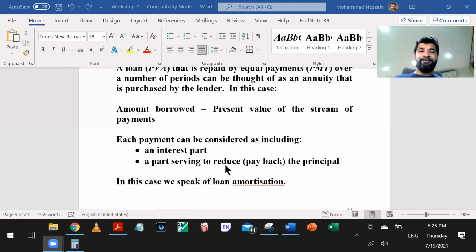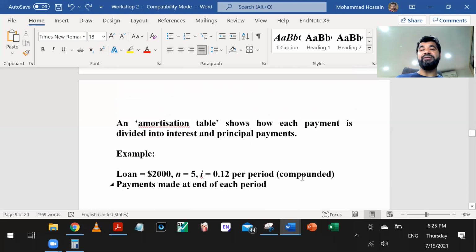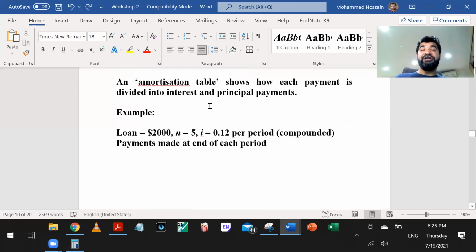Okay. So that's what they mean by a part serving to reduce the principal, the payback. When you calculate this type of thing, you're talking about loan amortization, how you amortize your loan. An amortization table shows how each payment is divided into the principal amount and interest. When you make an amortization table, it will show you how you're paying interest and how your principal amount is going down with every payment. Okay. So the example they gave you here, we're going to show you how it works.